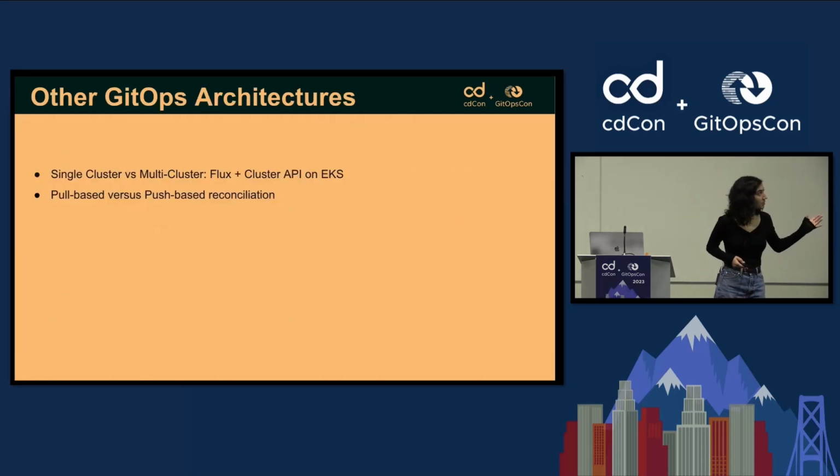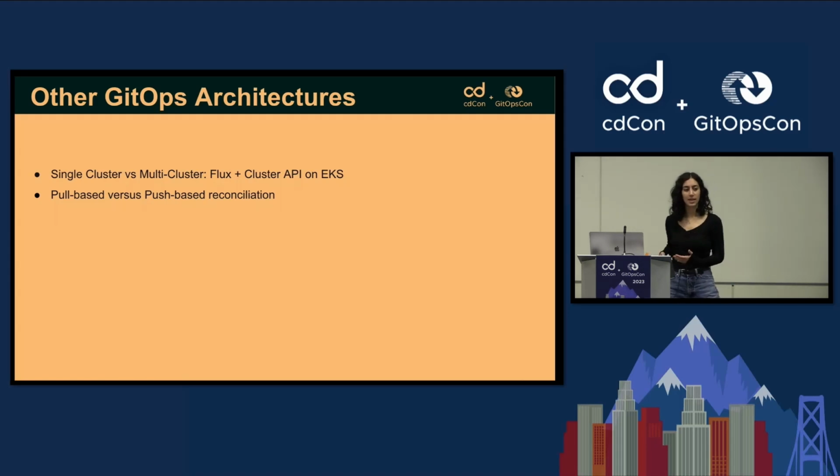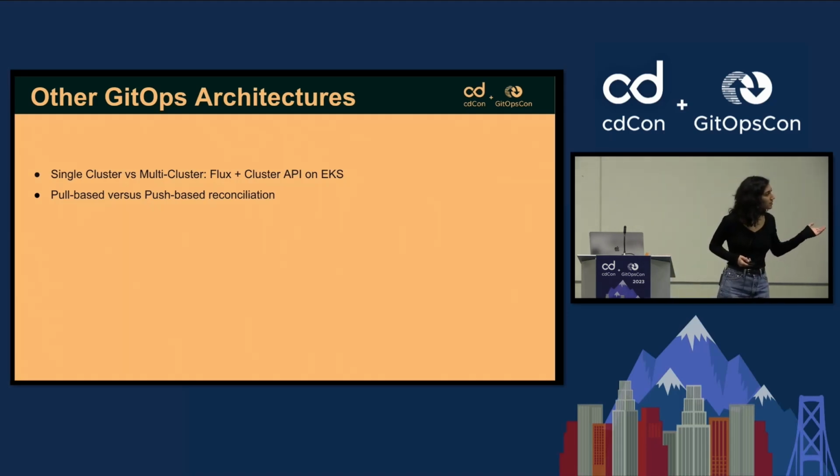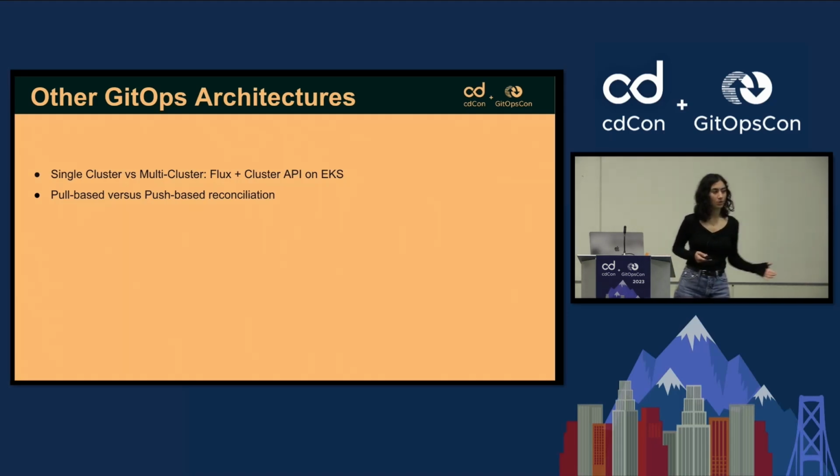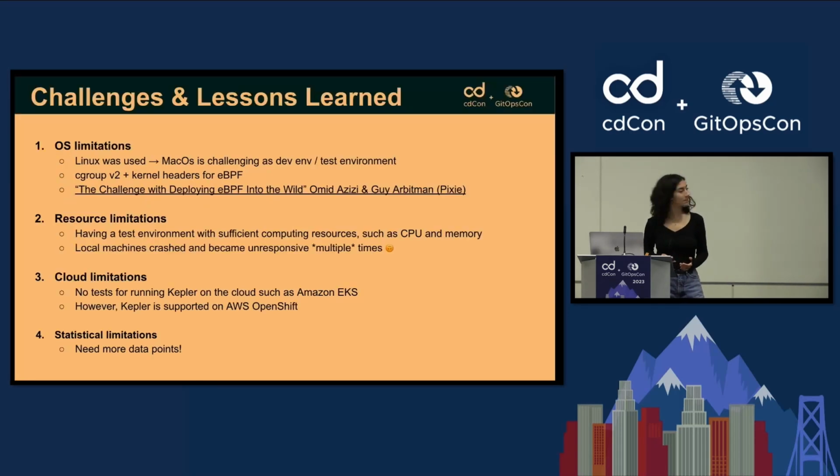So other GitOps architectures that we want to try, like I mentioned before, is to use it with Cluster API, to run it on EKS. And pull-based versus push-based reconciliations would also be really interesting to try.